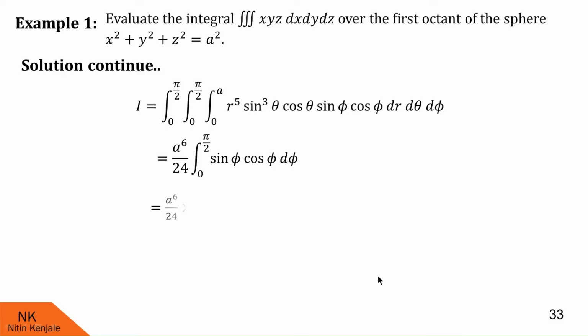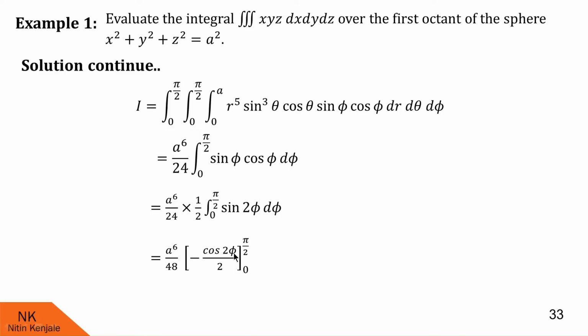We have 1 by 24 into a raised to 6 of integral from 0 to pi by 2 sine phi cos phi d phi. To evaluate this integral, I am going to use one of the identities which says sine 2 theta is equal to 2 sine theta cos theta. So sine phi cos phi is sine 2 phi upon 2. Now let us integrate sine 2 phi. Integration of sine 2 phi is minus cos 2 phi upon 2 over the limit 0 to pi by 2.